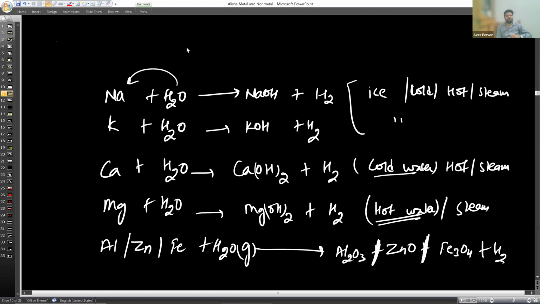So today we shall study the next property of metals and non-metals. Metals when they react with water. So we have metals reaction with water.